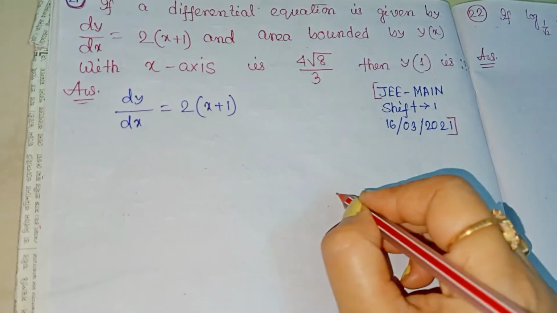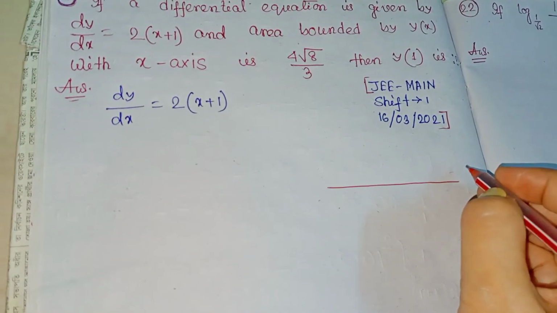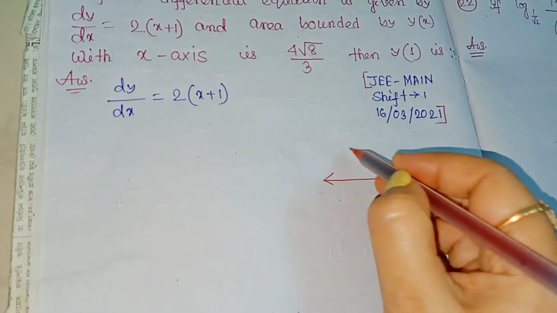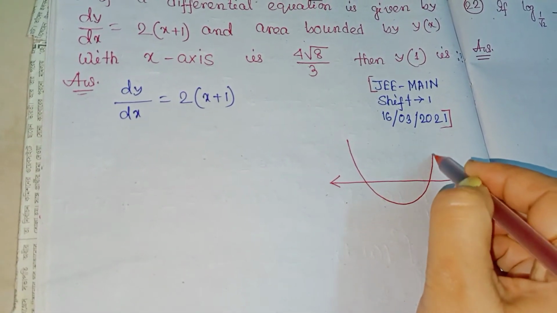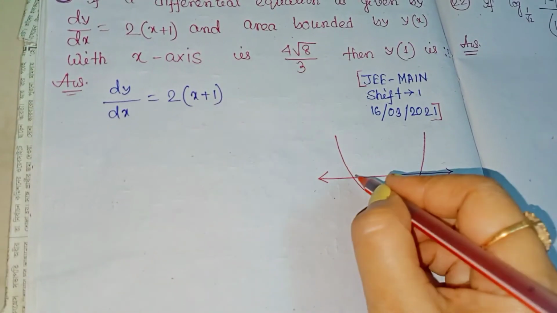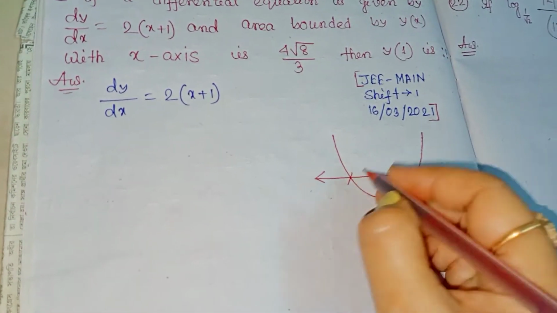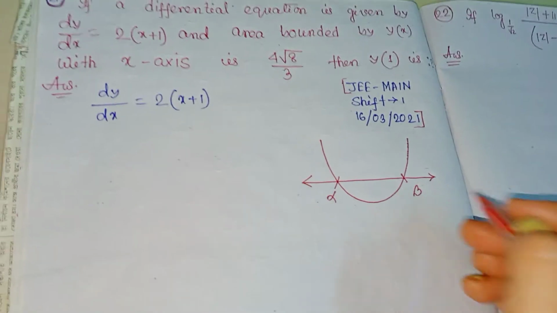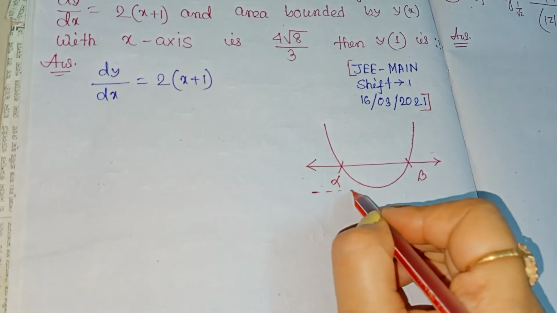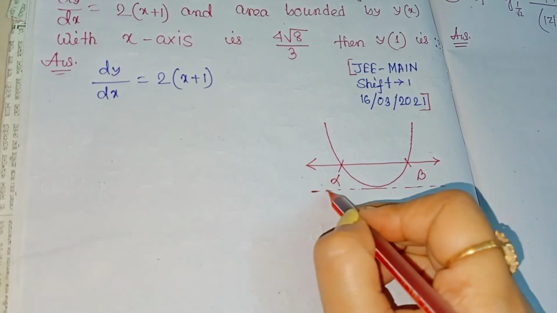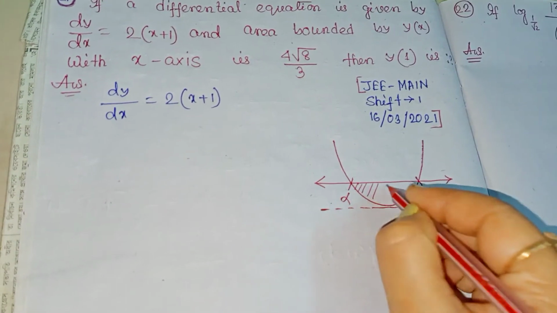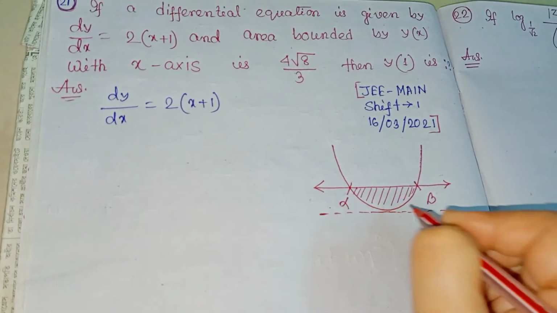So this is our x axis, and this is the parabola. The parabola cuts the axis at points alpha and beta. So now this is the line where the parabola is touching. So this is the touching line, and this area is bounded with the parabola.